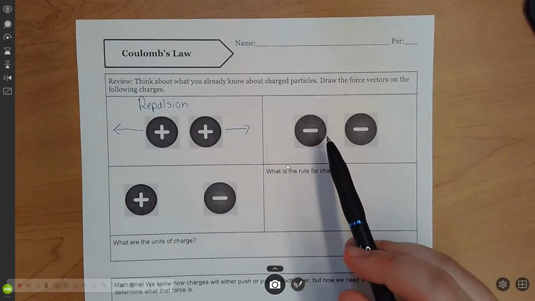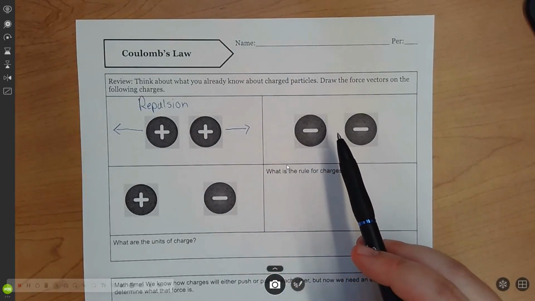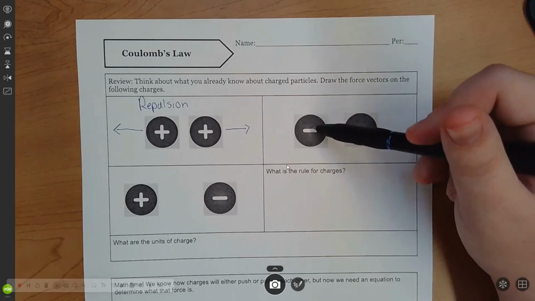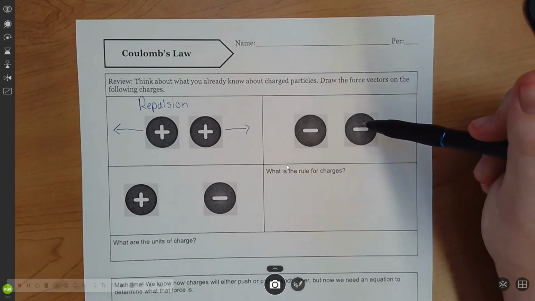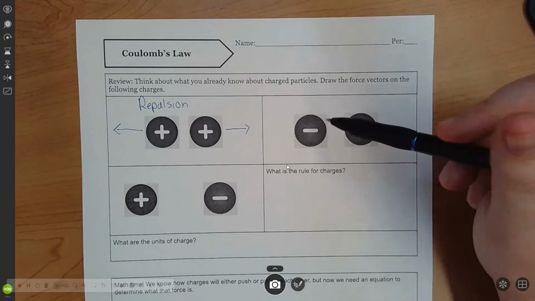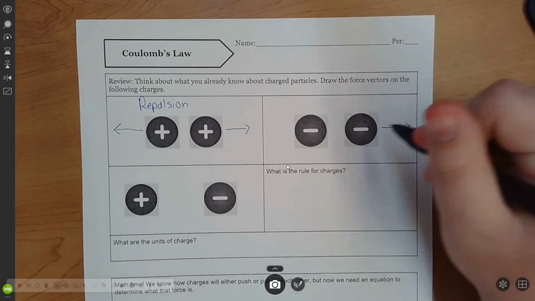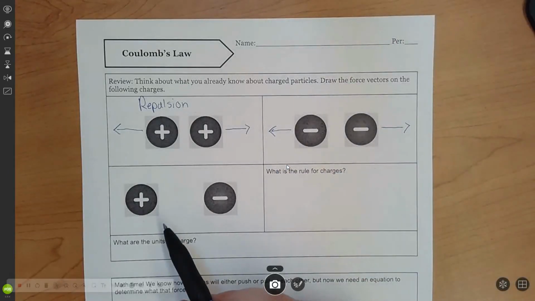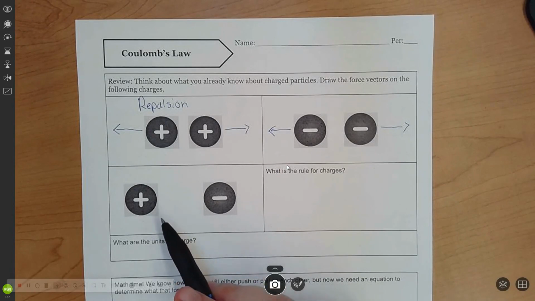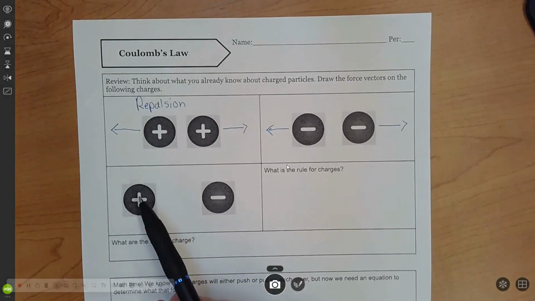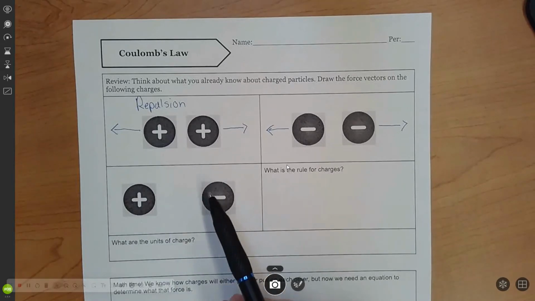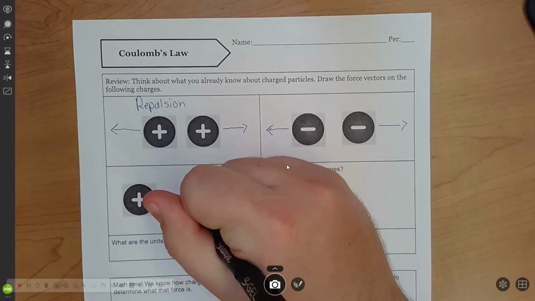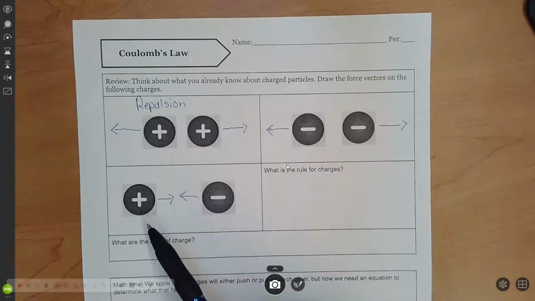A big mistake I see people make is with negative charges, you draw them together, but in this case they are still the same charge. Even though they're not positive, they're both negative, which means these are also going to be pushed away from each other. The only time that we get them pulling together is when they are opposites, so when one of them is a positive and one of them is a negative. This is the only scenario where we get arrows where they pull together. And we call that process attraction.